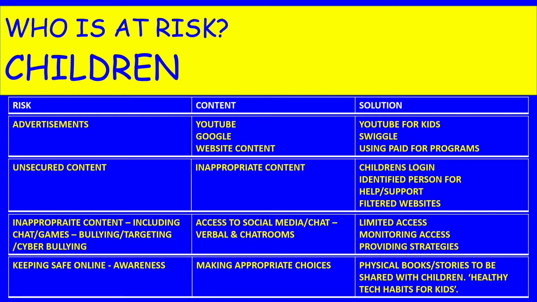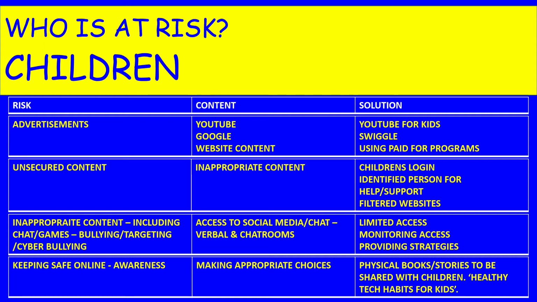We use a search engine called Swiggle, which is very similar to Google. It's just a lot more children friendly. And then another thing that we do is when we are using apps on a device, we always look for the paid option, which gives more security. It reduces the amount of advertisements. And again, we'll go over that later on.